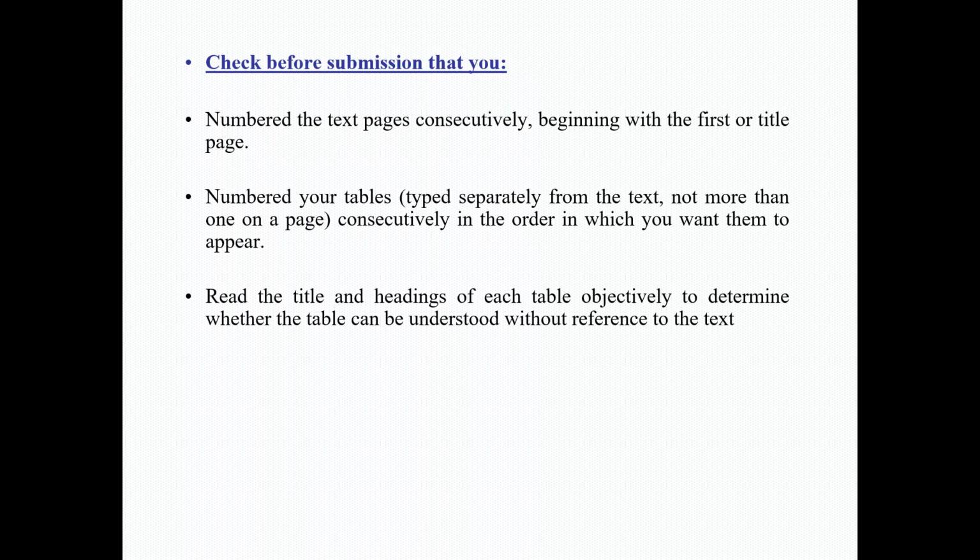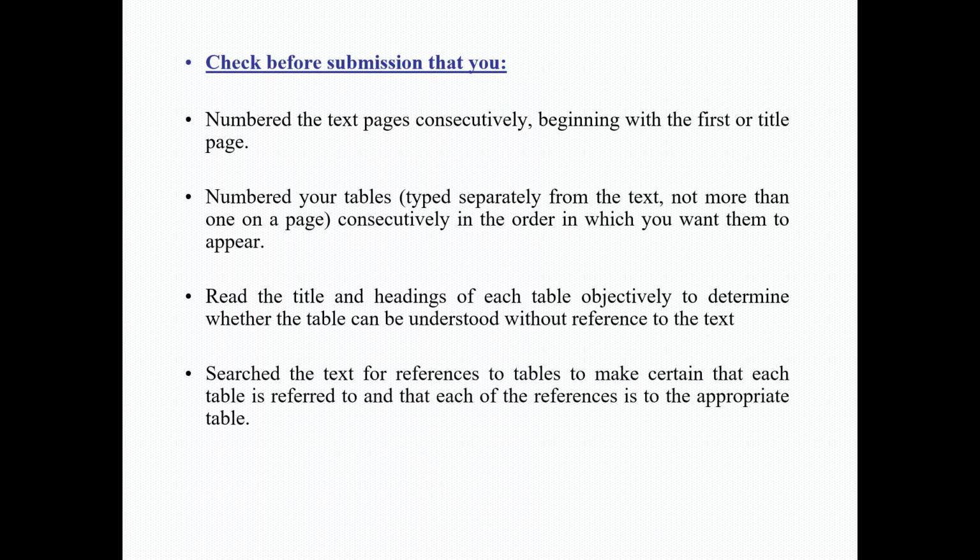Read the title and heading of each table objectively to determine whether the table can be understood without reference to the text. Search the text for the references to the table to make certain that each table is referred to and that each reference is to the appropriate table. Indicate this by a marginal note for each table.